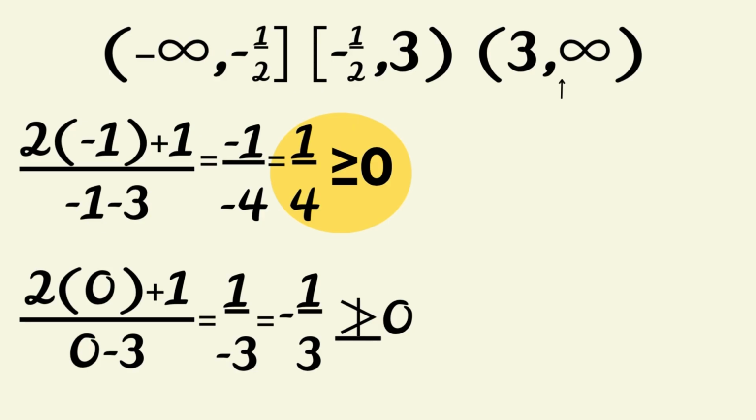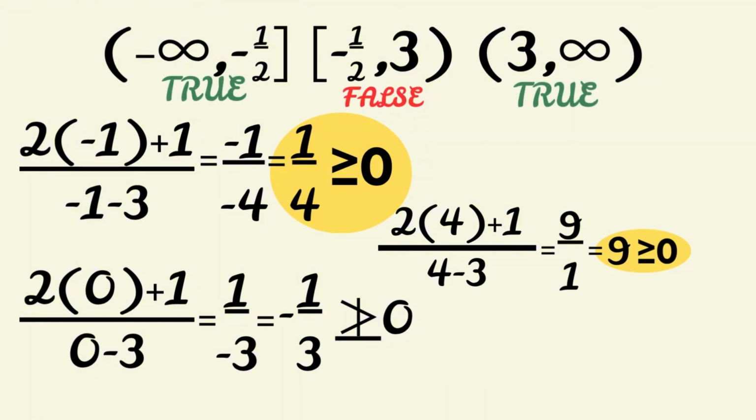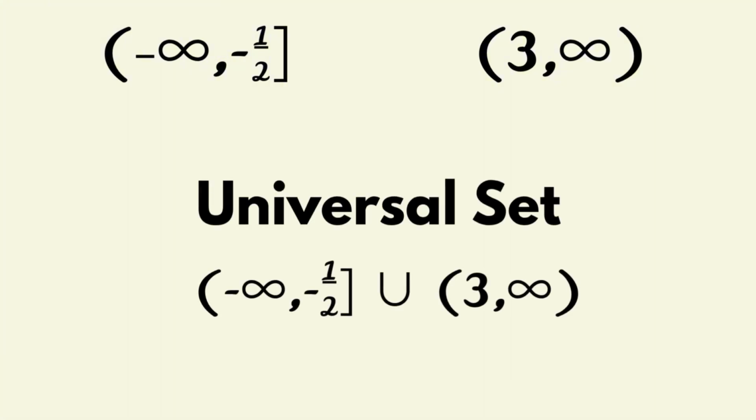For 3 and infinity, we will use 4. 2 times 4 plus 1 over 4 minus 3 is 9 over 1. 9 over 1 is going to be 9. 9 is greater than 0, so this is part of the solution. Negative 1/2 and 3 is false. And negative infinity and negative 1/2, 3 and infinity is true. Negative infinity and negative 1/2, 3 and infinity is the universal set.